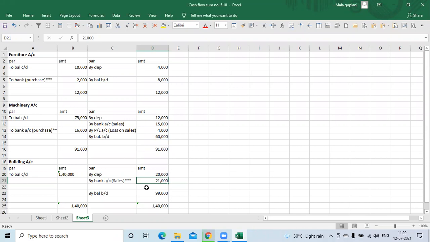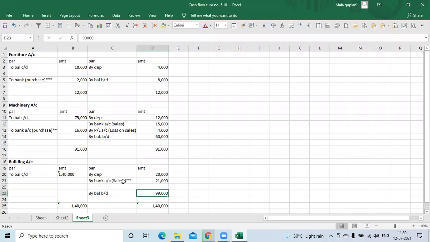Okay, so 21,000 is my purchase cost price. 21,000 is my sales price. Therefore, no profit, no loss. So 21,000 is the balancing figure, and here you will write by bank account sales. Now tell me, except this opening and closing, how many effects have to be shown in the cash flow statement?